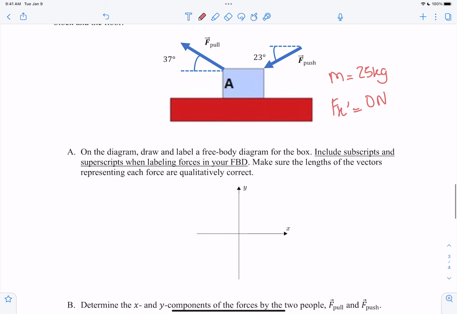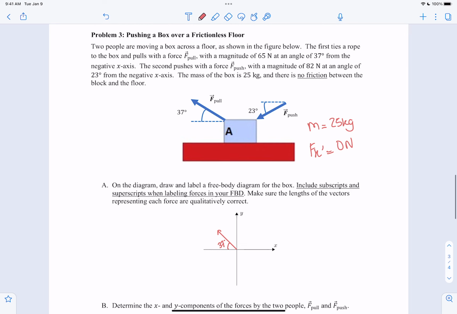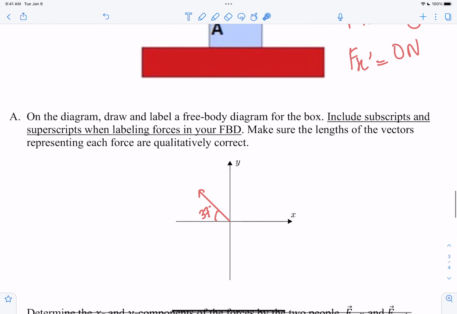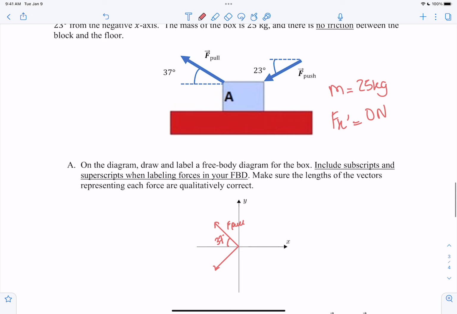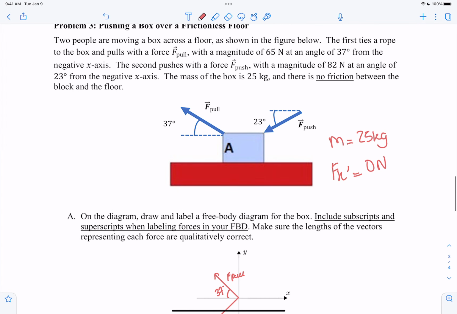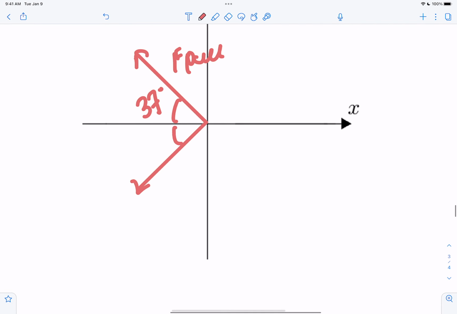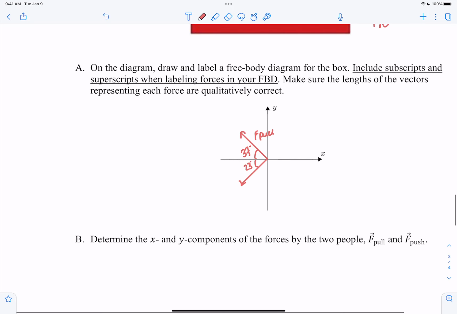So we have, let me draw F pull here. F pull would be 37 degrees from the negative x-axis. So if we take the negative x-axis, raise it up like that, we should get 37 degrees. And then we have, this is F pull, right? And we also have F push, right? Because you imagine this thing pushing down like that. And that's 23 degrees from the negative x-axis.